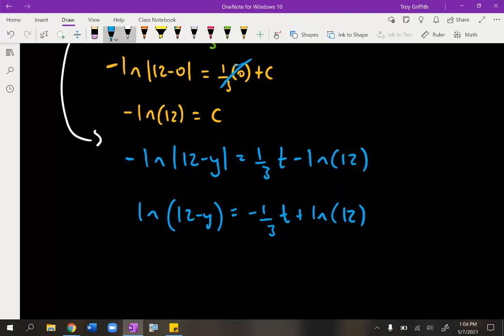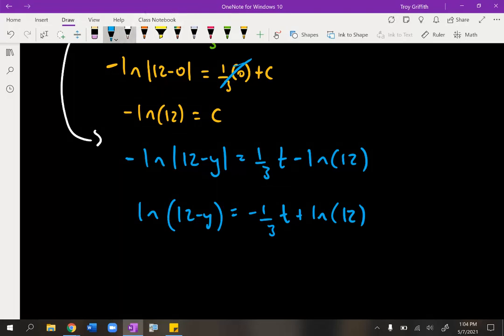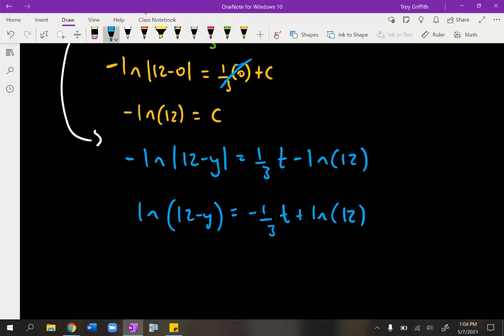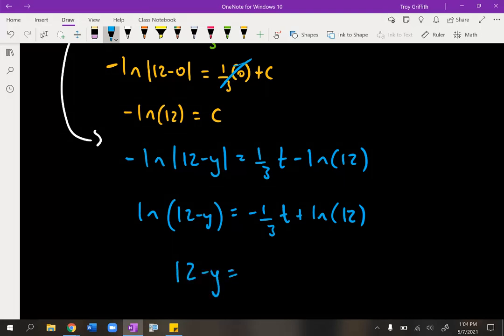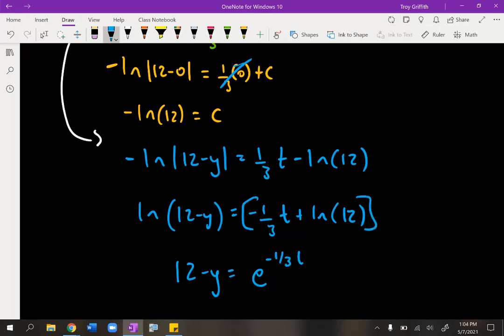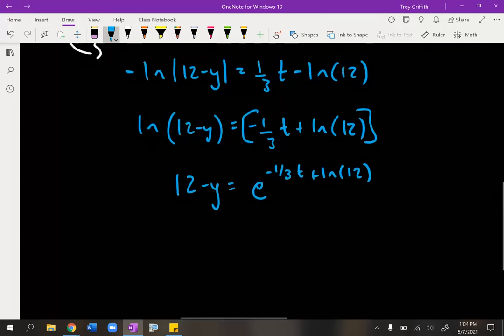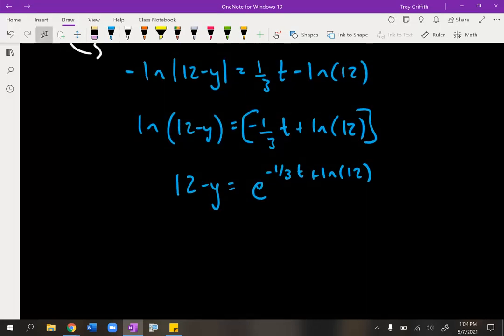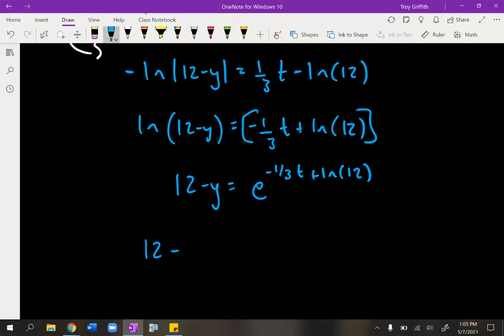I'm going to convert this from logarithmic into exponential form. So I'm going to essentially write this as e to the power of all of this stuff on the right side of the equation. And then from here, I'm going to add y to the right side and subtract this from the left side. So when I'm done, I'm going to have 12 minus e to the negative 1/3 t plus the natural log of 12 is equal to y.